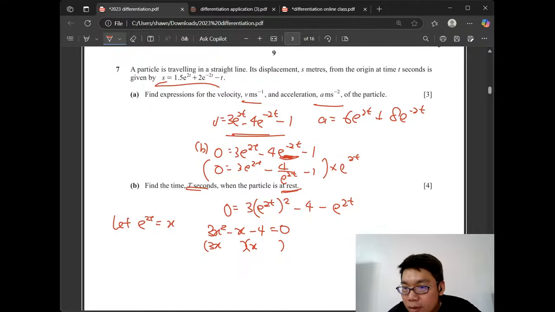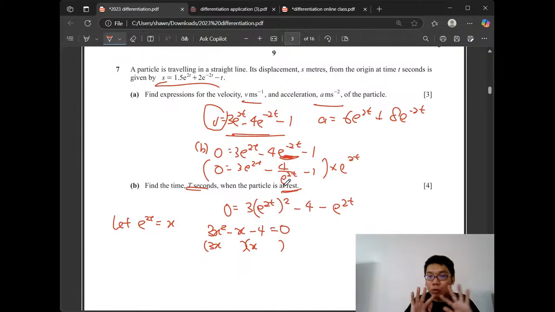V equals to 0. When they say it's at rest, it means V equals to 0. We don't base on dy/dx. If the question starts from V, then you need to know you should use V.